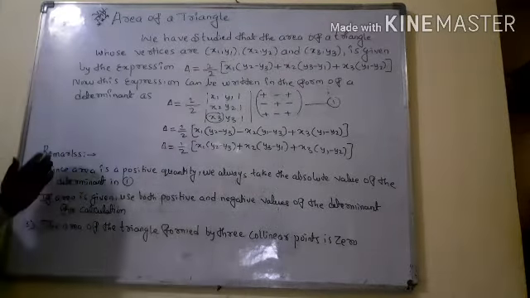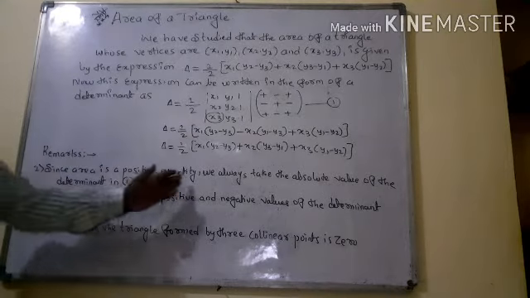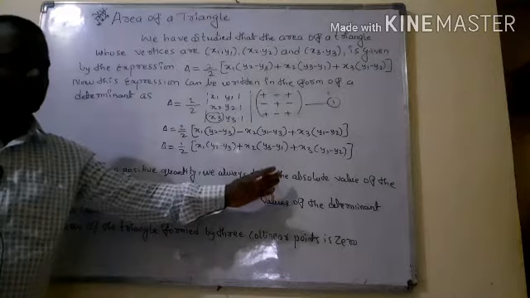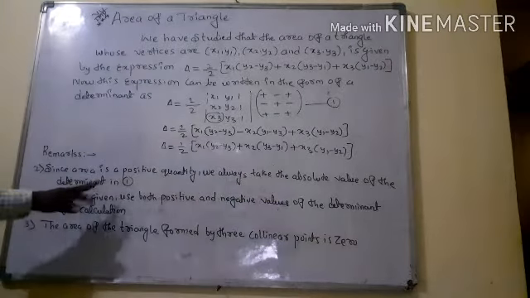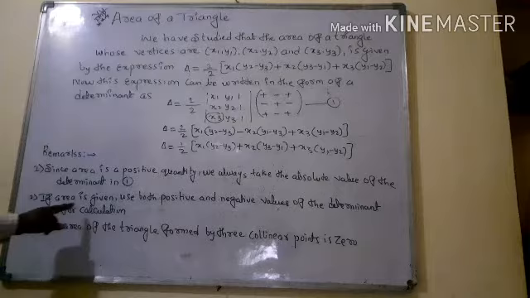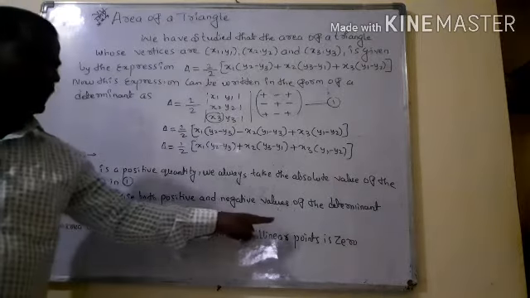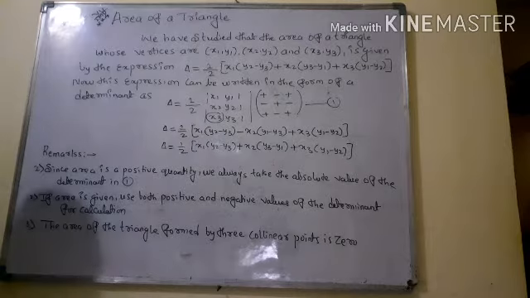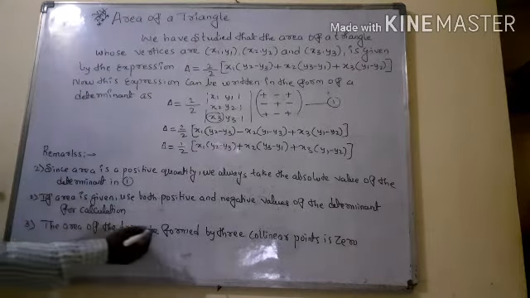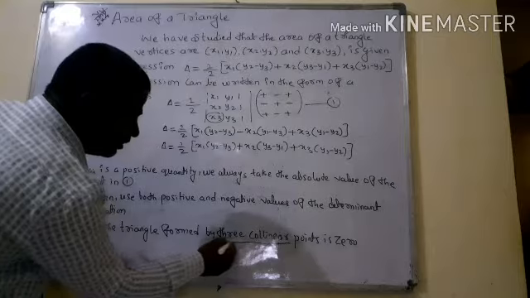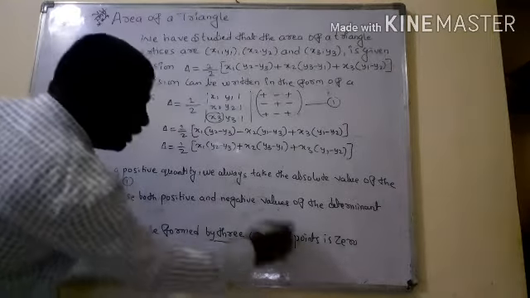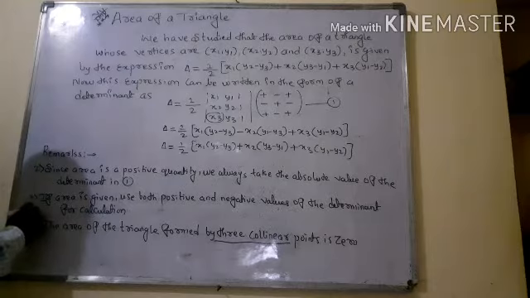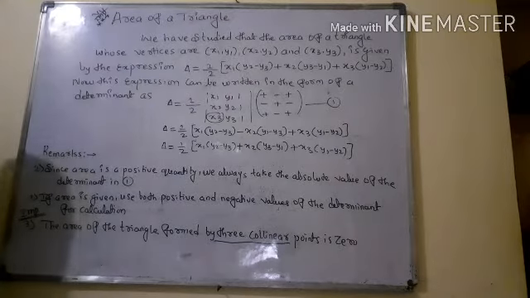Next remarks. I said that since area is always a positive quantity, we cannot express it in the form of negative areas, so take the absolute value of the determinant, equation number 1. If area is both positive or negative, use the determinant for the calculation. The third most important point: the area of the triangle formed by 3 non-collinear points, not 3 collinear points. This one is also discussed in so many questions.